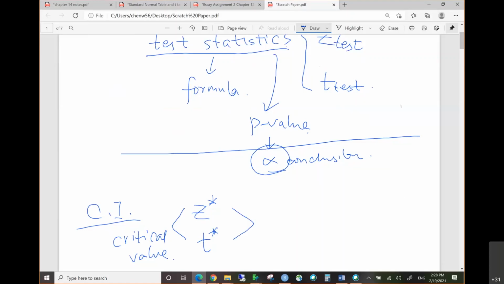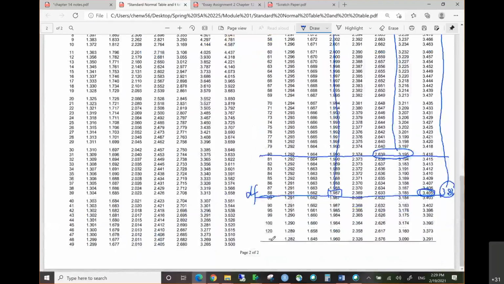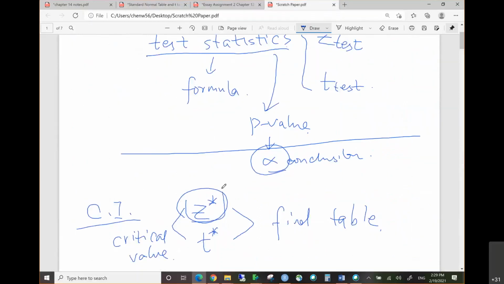These critical values are not from calculations, are not from any formula. You just find them from the table, right? For the Z star, you even don't need the table. You just remember them, right? Or you can find from the last line of the T table, right? So in here, you can find 1.645, 1.96, 2.576. Right? So actually, you don't need to calculate anything for the Z star in the confidence interval.